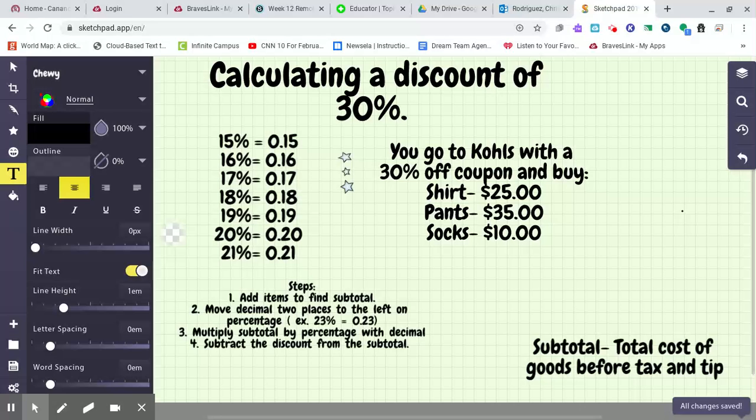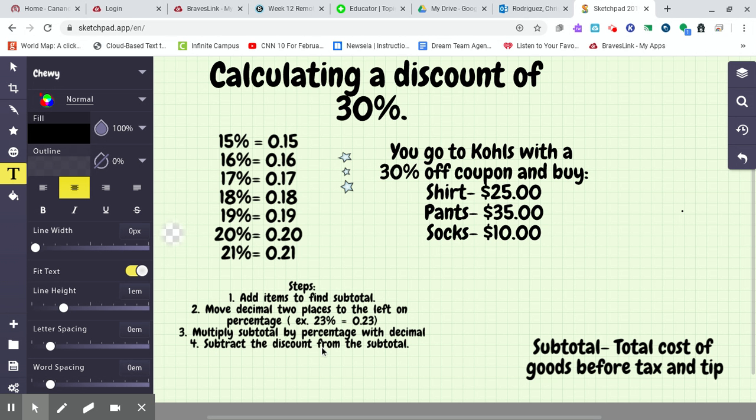And then you're going to multiply the subtotal, so what you already got from adding up the goods, by the percentage. Again, this is all the same as the tips. Now here comes the difference. With the tip, you would add it to the cost because the tip costs you more money. Instead, with a discount or a coupon, you're subtracting from the cost because it's actually going to cost you less money. So that's where it saves you money.